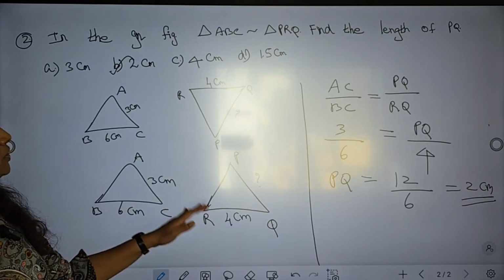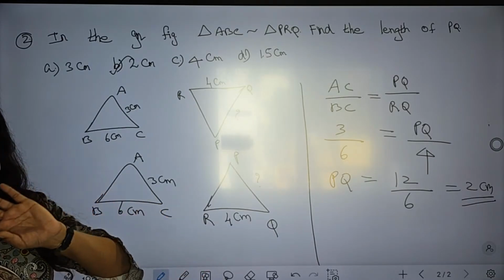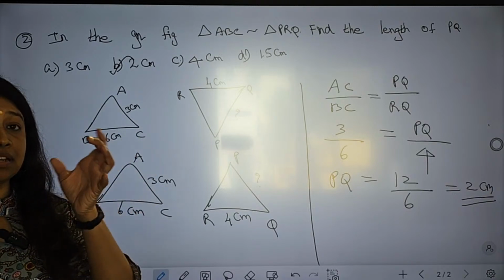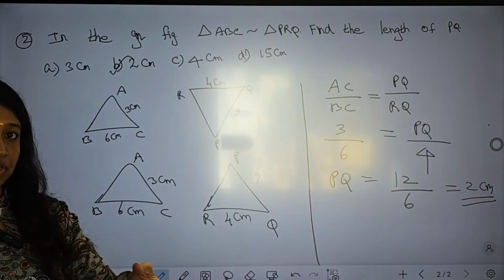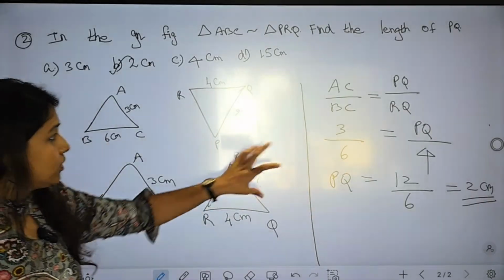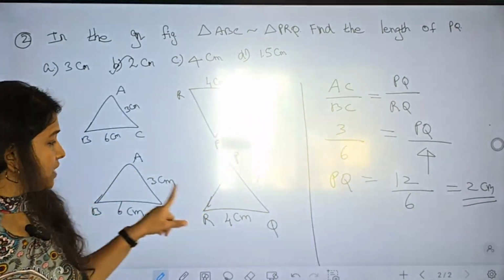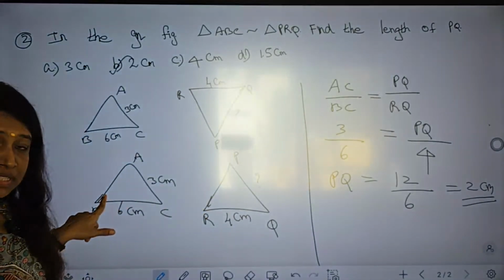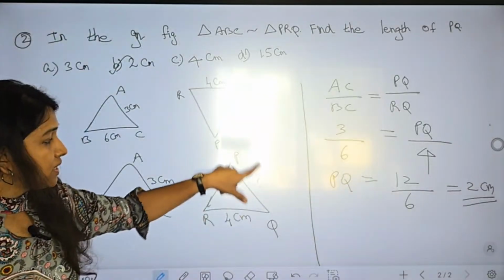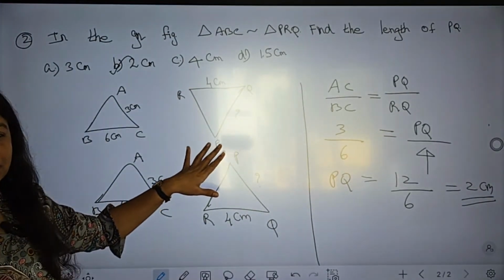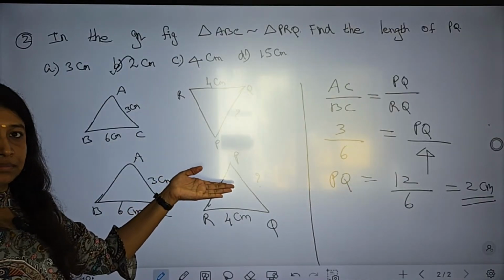So in the sum, what did we do? What is the property of the similar triangles? Their corresponding sides are in proportion. Using that property, we wrote their sides in proportion. We substituted the known sides. Then we found the unknown side. It's very simple, not a complicated one. Shall we move to the next sum? Okay.